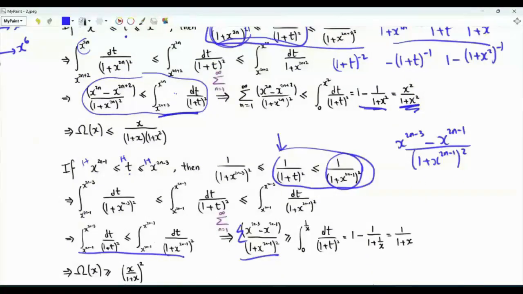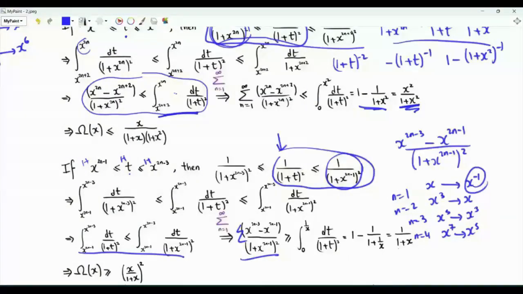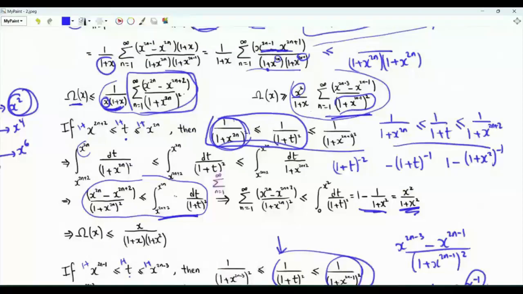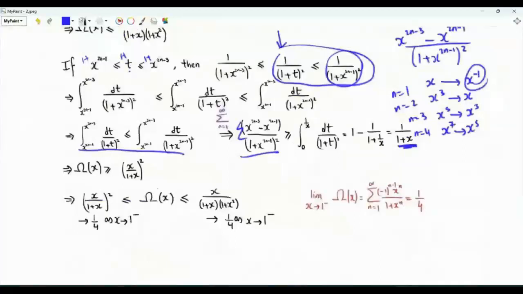Let's see what is going on to the integral. When n is equal to 1, we are integrating from x to the minus 1. When n is equal to 2, we are integrating from x cubed to x. When n is equal to 3, we are integrating from x to the power 5 to x cubed. When n is equal to 4, we are integrating from x to the power 7 to x to the power 5, and so on. When we sum, the overall effect is that we are integrating from 0 to 1 over x. We get 1 over 1 plus x. This is multiplied by x squared over 1 plus x to get a lower bound on omega of x.